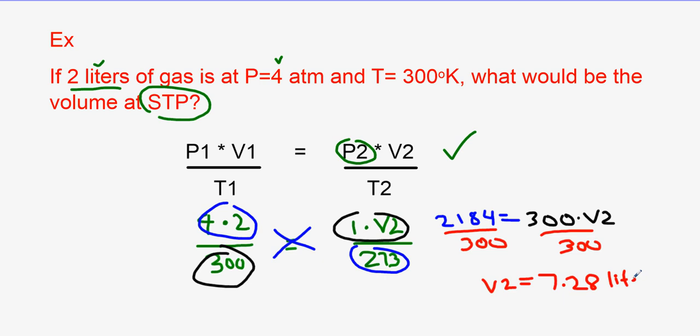So that's how we do it. So this person would say that even though I was working with a gas under unconventional conditions, if I go ahead and convert it to conventional standard conditions, the volume would not be 2 liters, it would be 7.28 liters, and that's how the chemist would report his results.